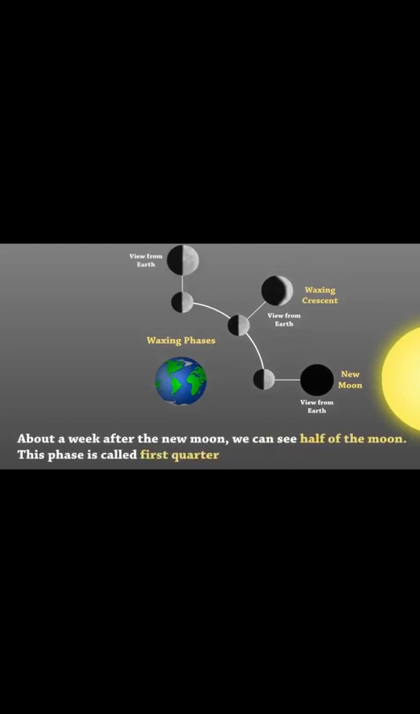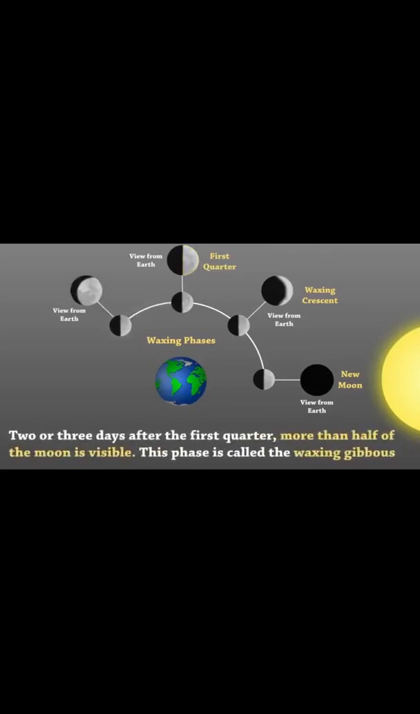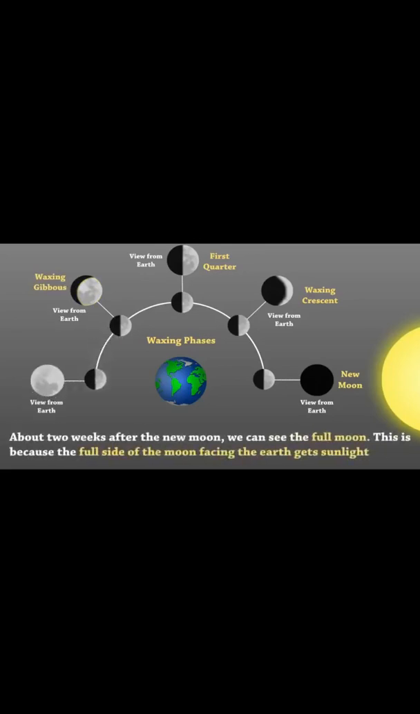About a week after the new moon, we can see half of the moon. This phase is called first quarter. Two or 3 days after the first quarter, more than half of the moon is visible. This phase is called the waxing gibbous. About 2 weeks after the new moon, we can see the full moon. This is because the full side of the moon facing the Earth gets sunlight.